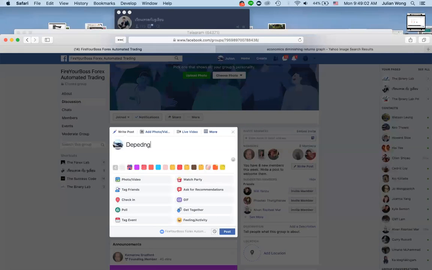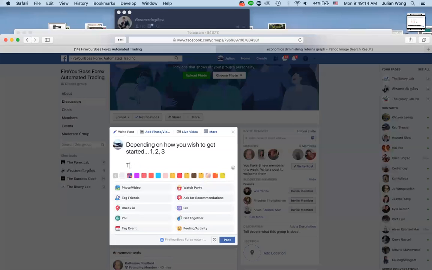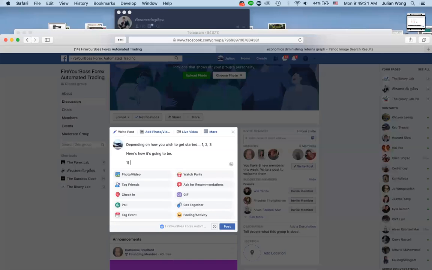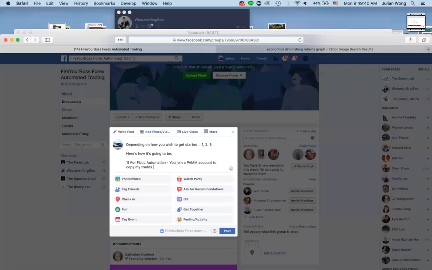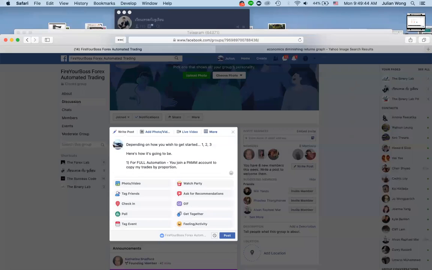So depending on how you wish to get started, 1, 2, or 3, okay, here's how it's going to be. Number 1, for full automation, you join a PAM account to copy my trades by proportion. Okay, so this is the biggest breakthrough. And this is the thing that will allow you to test out my system with real funds to see if it works, okay, without risking a lot of money up front.